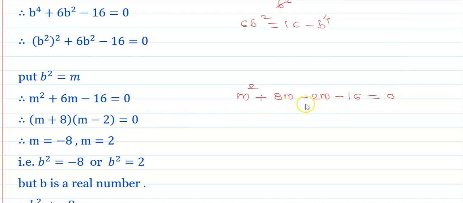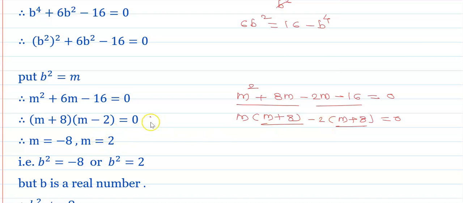या दोघांची जर अल्जेब्रिक सम केलं then you will get 6m. या दोघांना कॉमन काढणार. What is the common from these two? m is common. Then in bracket m plus 8, and what is the common? Minus 2 common in bracket m plus 8, and this equals to 0. m plus 8, m plus 8, you will get m plus 8. Remaining terms क्या आता है? m minus 2 in second bracket.